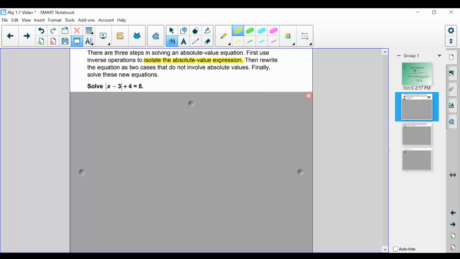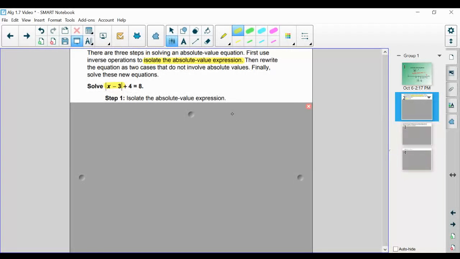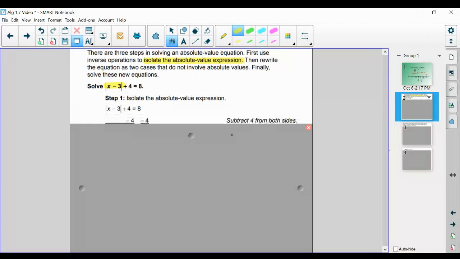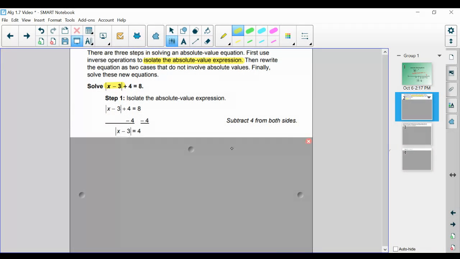Let's say we want to solve the absolute value of x minus 3, plus 4, is equal to 8. Again, we want to isolate the absolute value expression. I notice that my absolute value expression is x minus 3 within the absolute value symbols. So the first thing we need to do is subtract 4 on both sides. Now we have the absolute value of x minus 3 isolated on the left-hand side, and we know that's equal to 4.